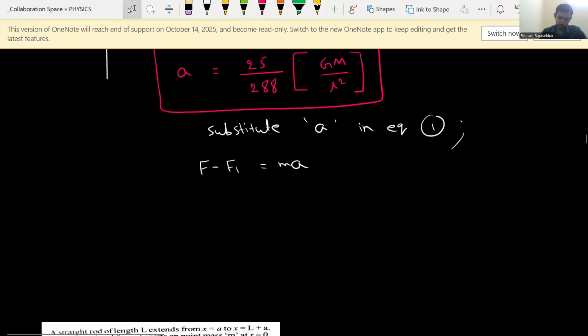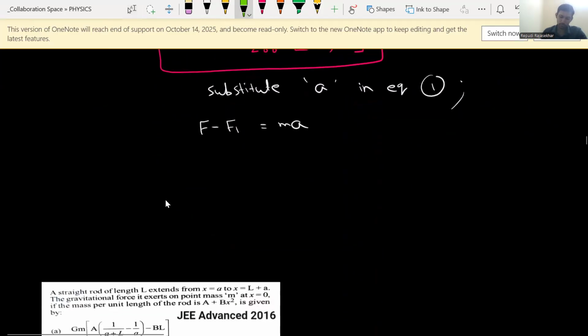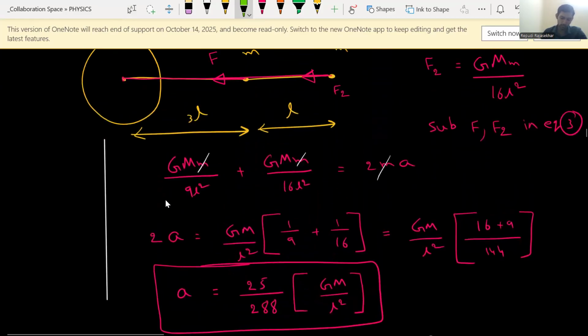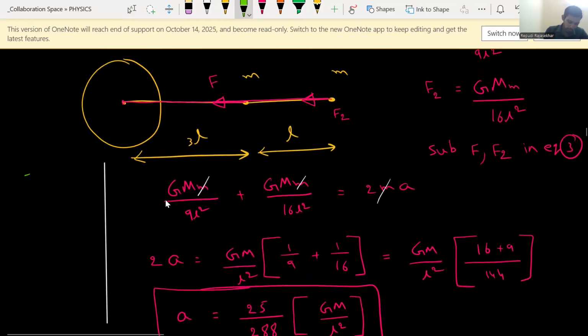Here equation 1 states that F minus F1 equals to MA. So we want F value, we want F1 value. From this diagram, F value how to write? Again identify what is F. F is the force between small m near particle and center particle. So F equals to G into capital M into small m divided by distance 3L, 3L whole square is 9L square.